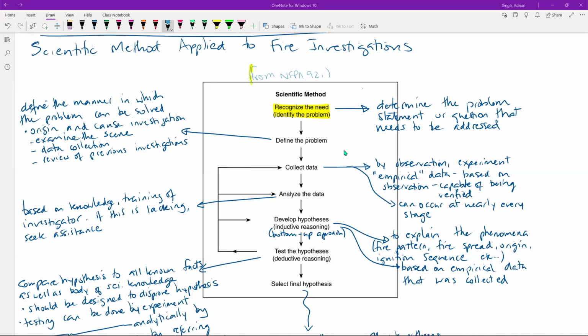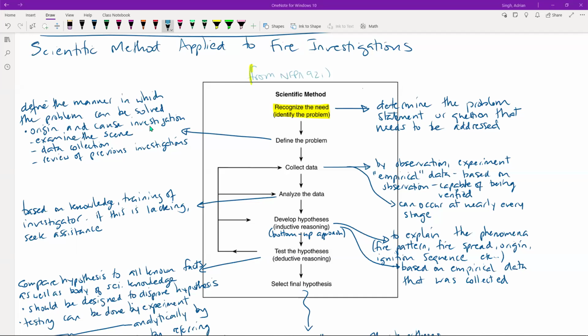Based on that, we want to define what the problem is. Having determined that we have a problem in the first place, there was a fire, for example, that spread, we want to define the manner in which we can solve that problem. For instance, we need to conduct a proper origin investigation. Where did the fire start? And a cause investigation as well. What caused the fire itself?